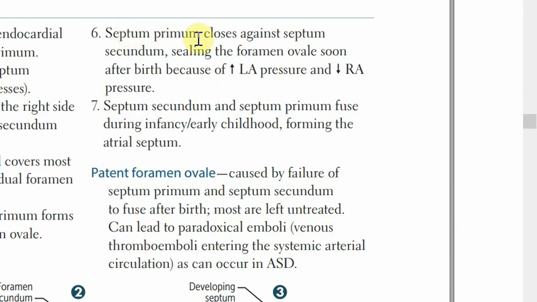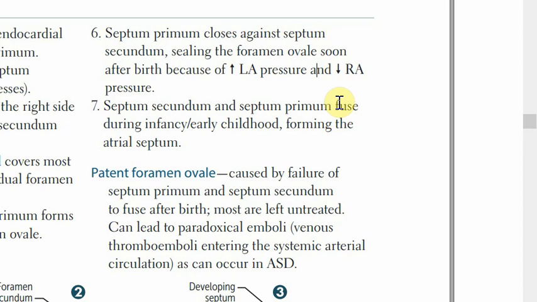They write, Septum Primum closes against the Septum Secundum, which seals the Foramen Ovale soon after birth, because the left atrial pressure increases and the right atrial pressure decreases. Why? Because the lung now starts to receive the blood from your right ventricle, so your right atrial pressure drops, and it starts sending back blood to your left atrium, so the pressure in it increases. So the septum secundum and septum primum fuse during infancy and early childhood, forming the atrial septum, which contains in the middle of it the fossa ovale.